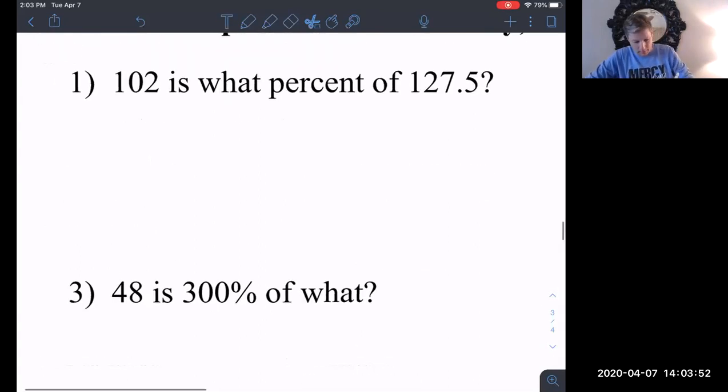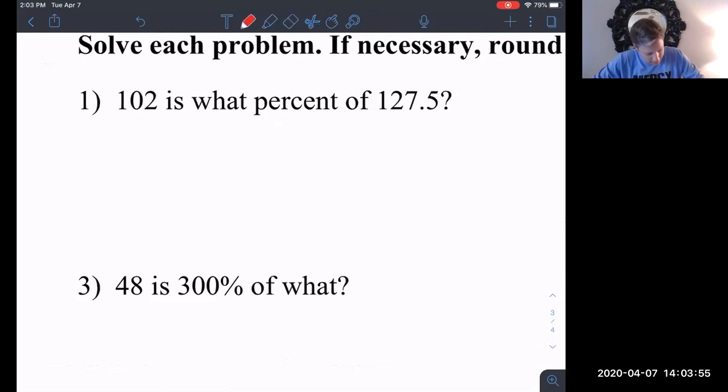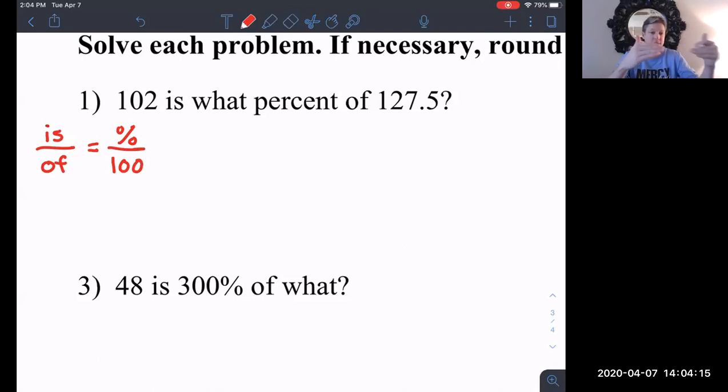Here's what you always want to start with. I like to call it a template. It's kind of like your cheat sheet on how to set up these proportions. You always want to start with this. And this helps remind us what we're going to put into our proportion and where it goes. Okay, so is over of equals percent over 100.